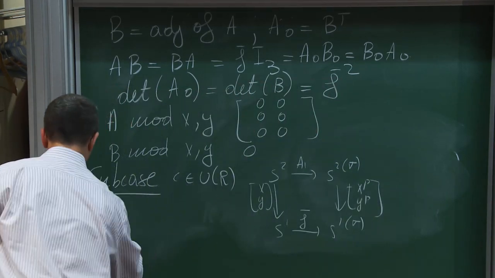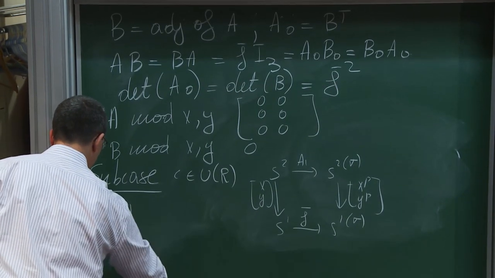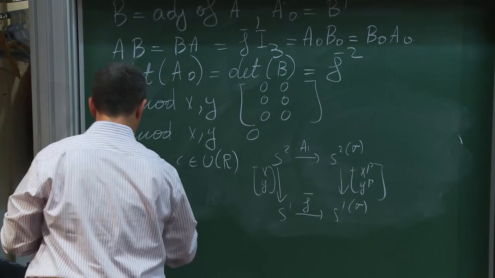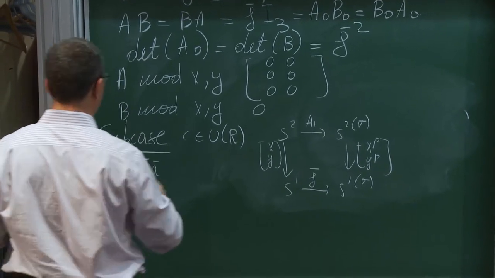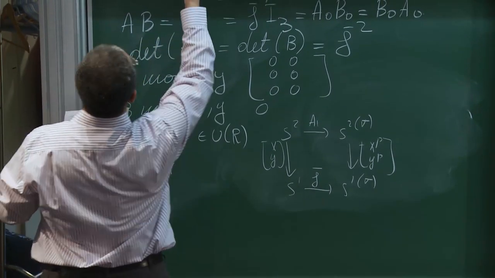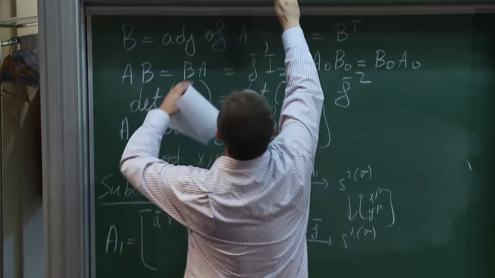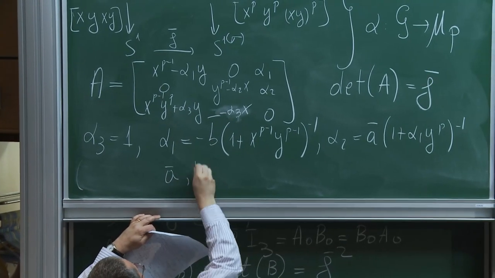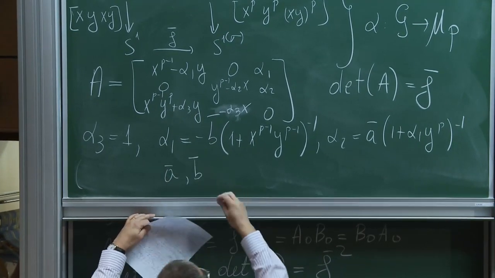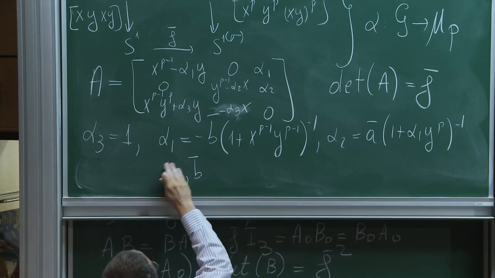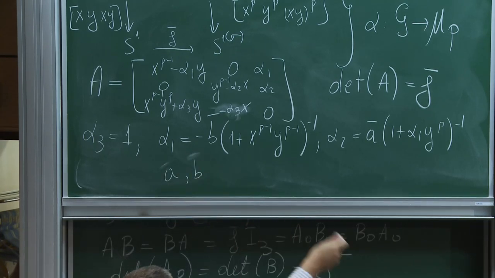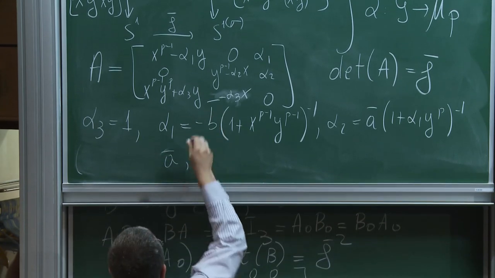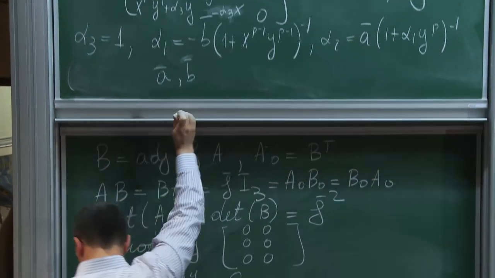And I can also write down who is A1 in this case. A bar, here I didn't put, I put A bar here. A bar and B bar means reduction. Would be basically leaves to S, which modulo R are going to be those elements. So A bar, B bar. Okay.